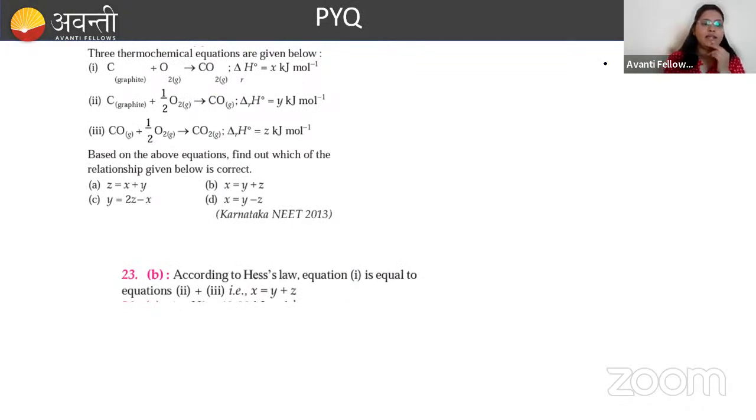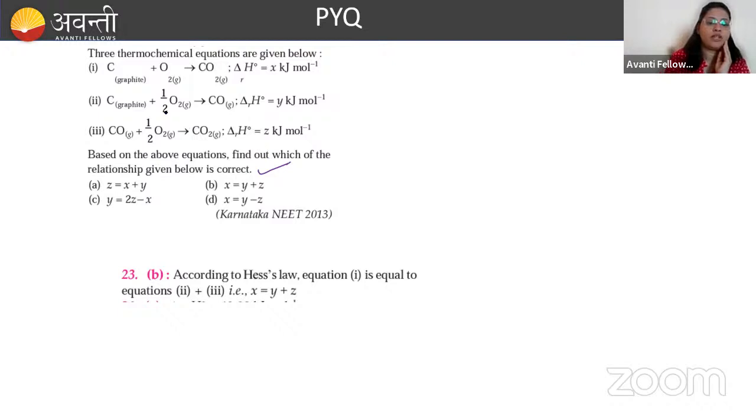Okay, you can see here there are three thermochemical reactions given: carbon plus oxygen gives CO2, carbon plus half O2 gives CO, and CO plus half O2 gives CO2. Based on the above equations, find out which of the relationships given below is correct. So here we need to follow the Hess law. How are we going to determine this? Equation 1 is equal to equation 2 plus equation 3.